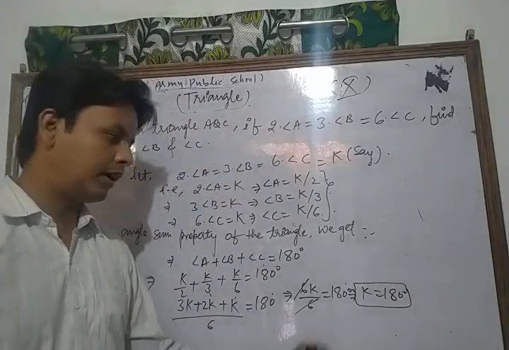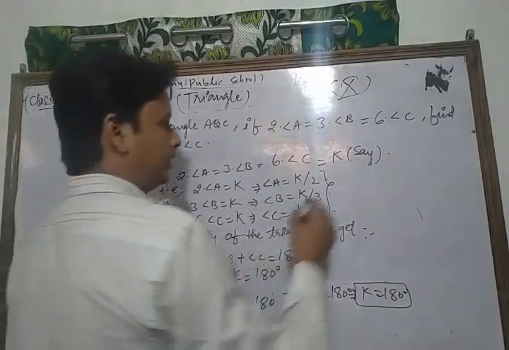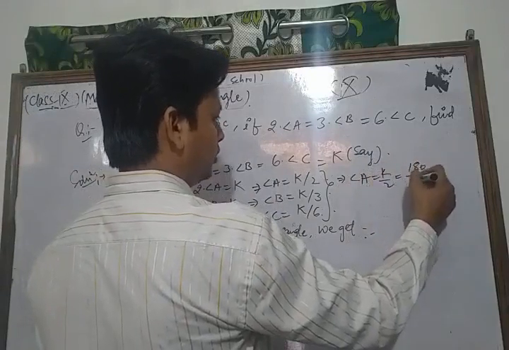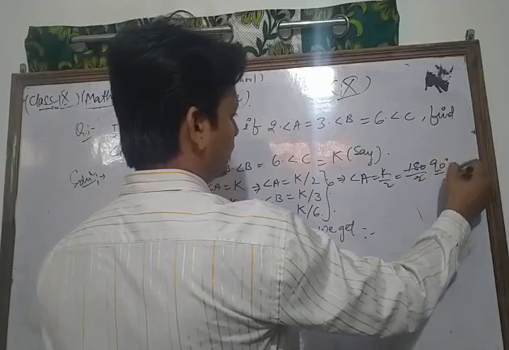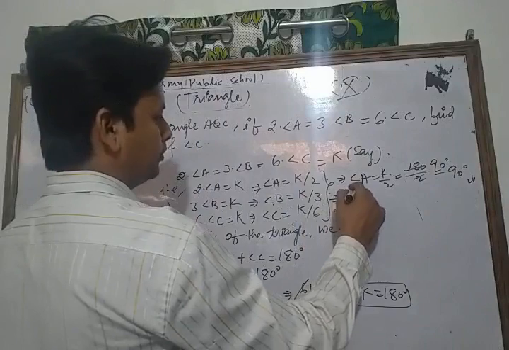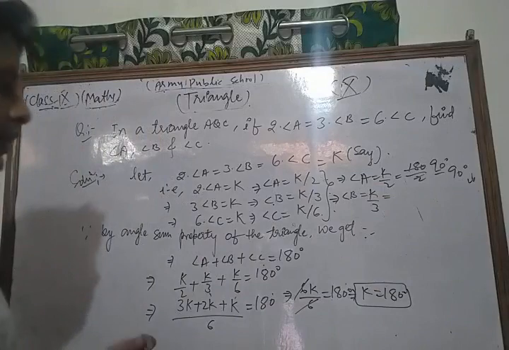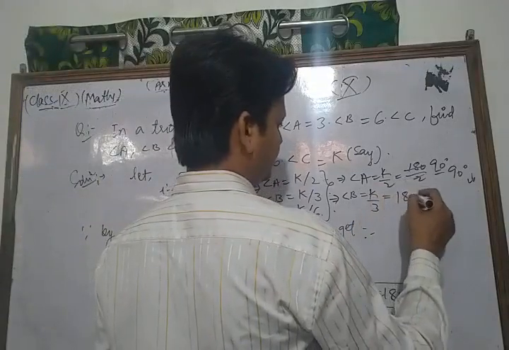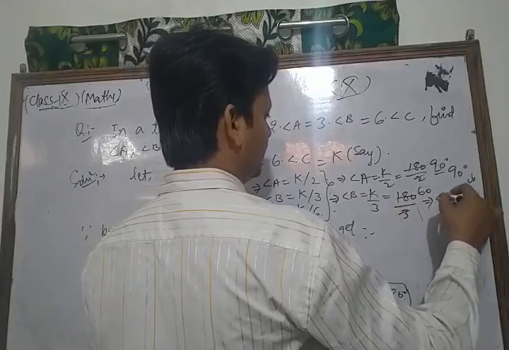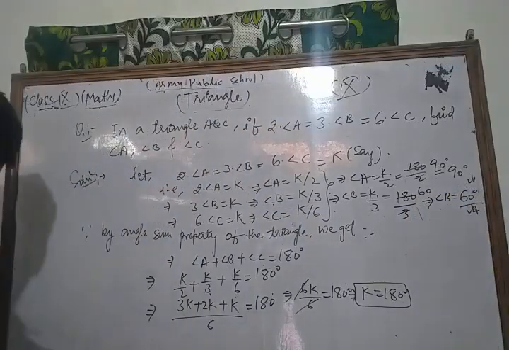Now in this way we find the value of K. Now we put the value of K in each angle. Therefore the value of angle A is K by 2, that is 180 upon 2, which is 90. So one angle is 90 degree. This is the first answer, angle A. Angle B is K by 3. The value of K is 180 upon 3, which is 60. Thus the value of angle B is 60 degree. This is another answer.